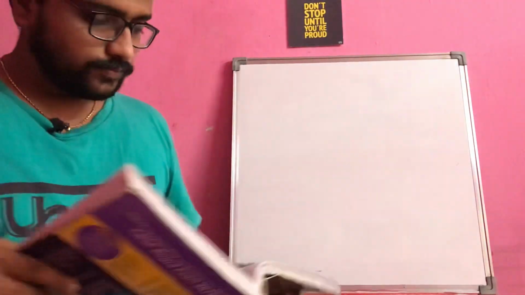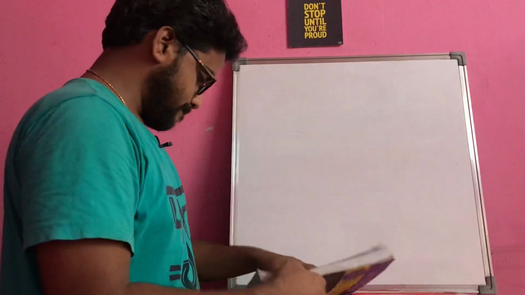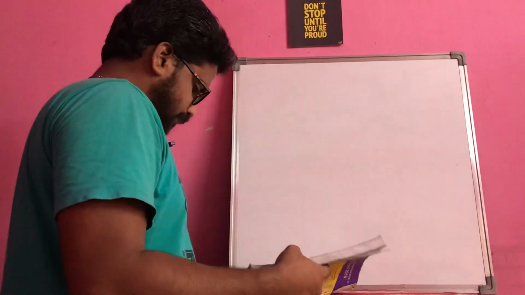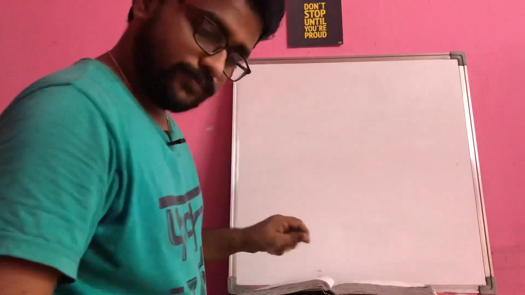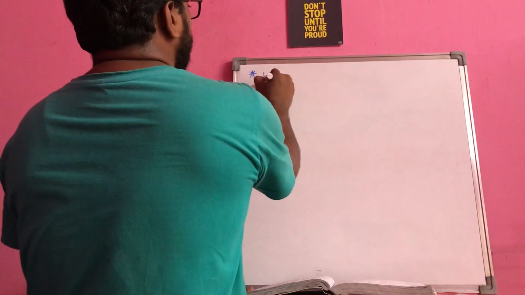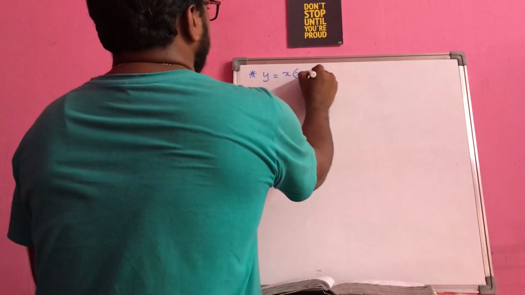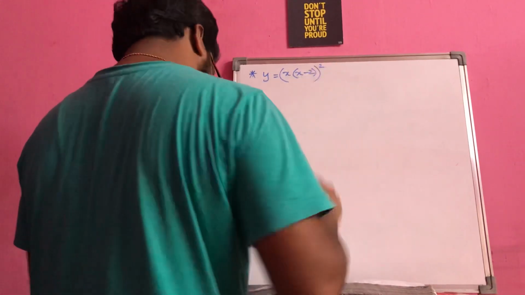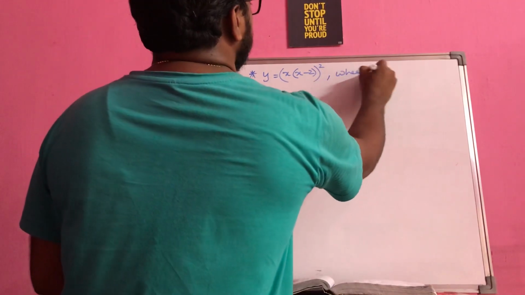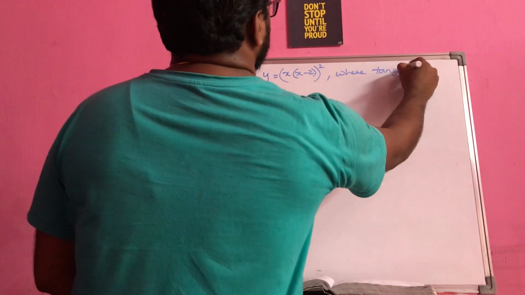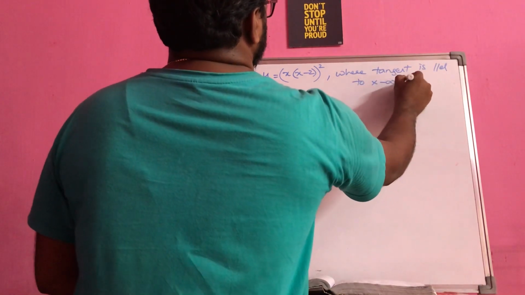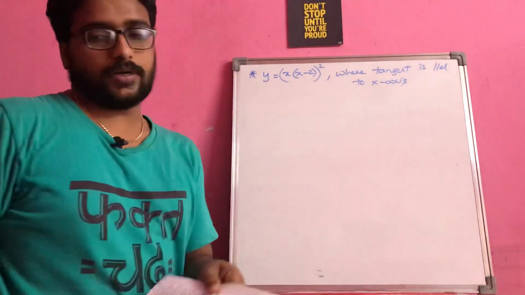Now let us see some more questions. Now see this. This is another important model. Find the points on the curve y is equal to x into x minus 2 whole square, where the tangent is parallel to the x-axis. This is another important model.